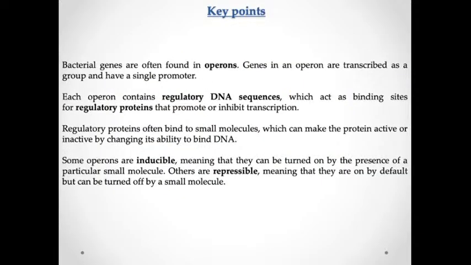Bacterial genes are often found in operons. Genes in an operon are transcribed as a group and have a single promoter. Each operon contains a regulatory DNA sequence which acts as a binding site for regulatory proteins that promote or inhibit transcription. Regulatory proteins often bind to small molecules, which can make the protein active or inactive by changing its ability to bind DNA. Some operons are inducible, meaning that they can be turned on by the presence of a particular small molecule. Others are repressible, meaning that they are on by default and can be turned off by small molecules.